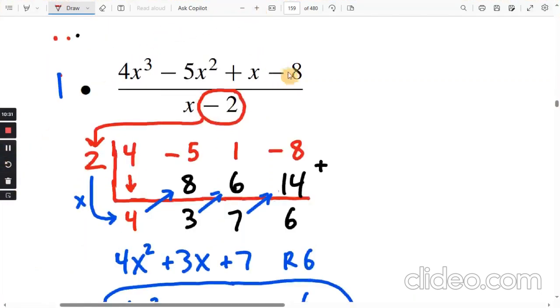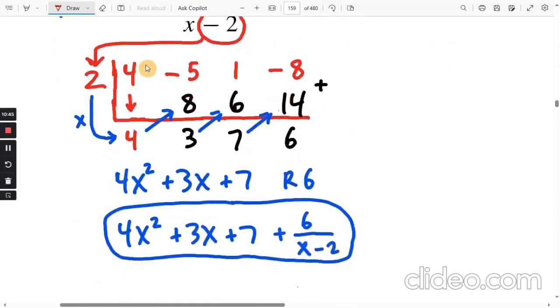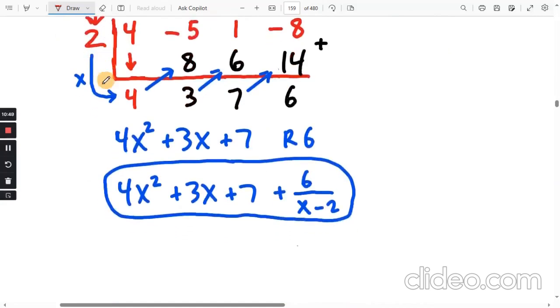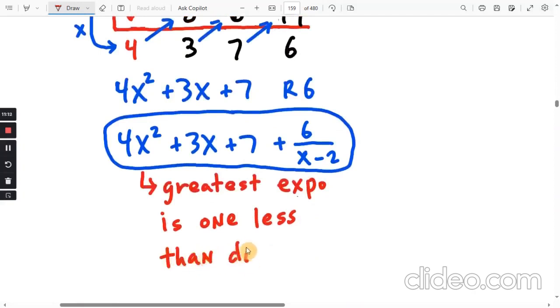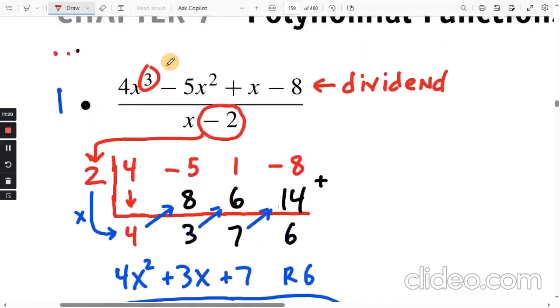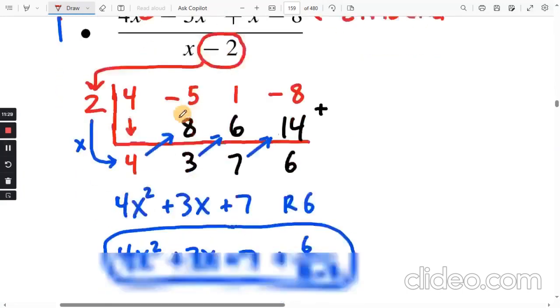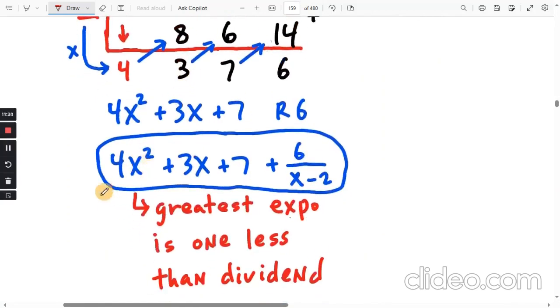And if you want to make a little note here, remember we called the numerator the dividend. And we see the highest exponent is 3. So for the answer, we could say the greatest exponent is 1 less than the dividend. And that makes sense. Because if you're dividing 4x to the 3rd by an x, the first greatest exponent, the leading term should have an x squared. So the leading term has an x squared instead of x to the 3rd.